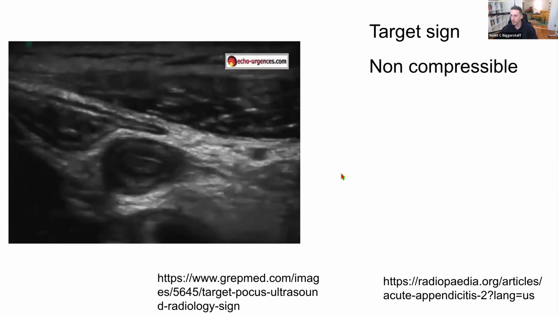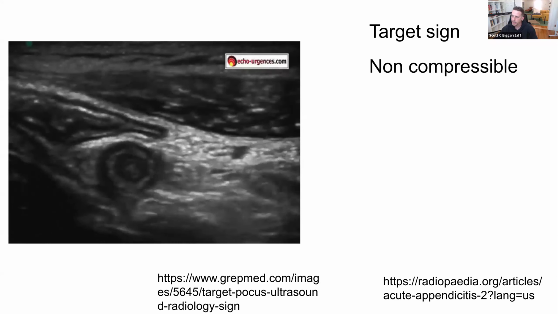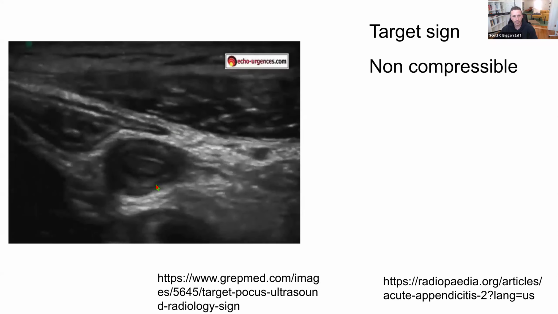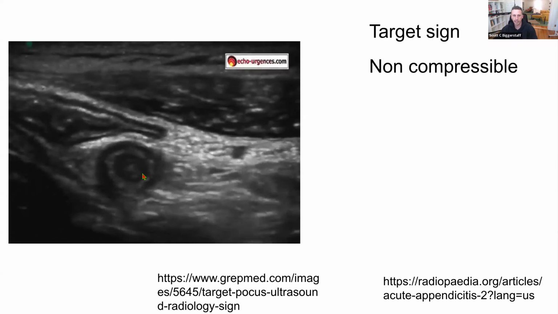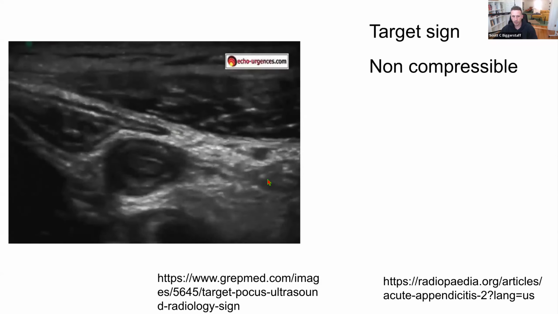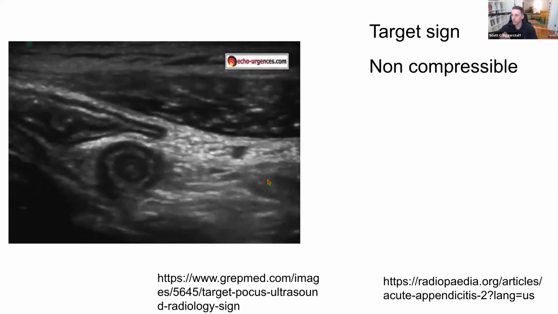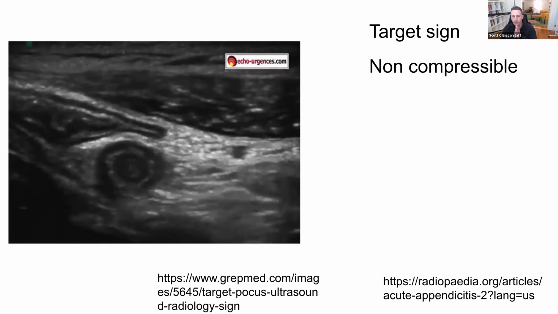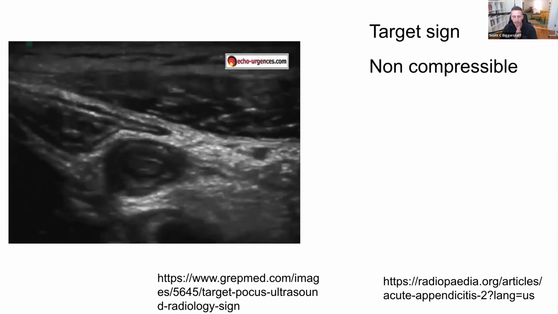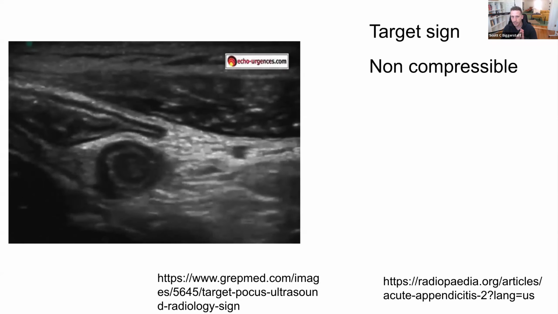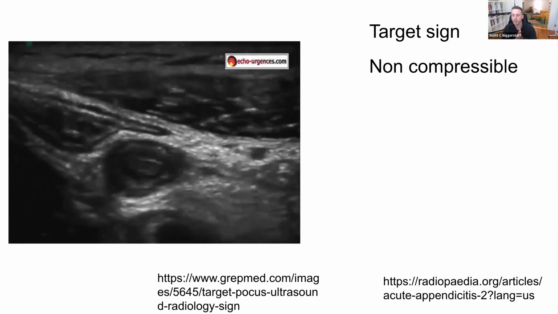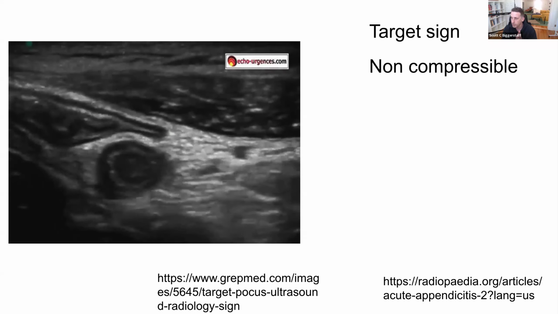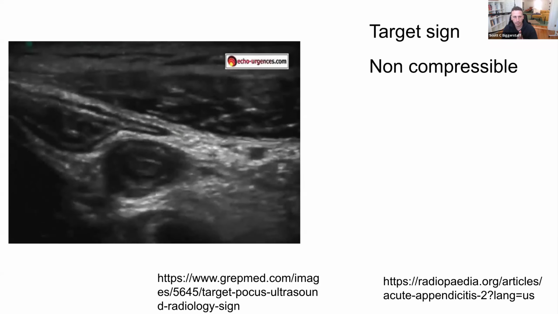It might be non-compressible. Generally the intestine is compressible, and if you see cecum or small intestine, if you apply some graded abdominal pressure, you're able to squish it shut, especially if there's fluid or food floating around in there. With somebody that has appendicitis, that's typically not the case. It's also very painful to compress directly on the structure.